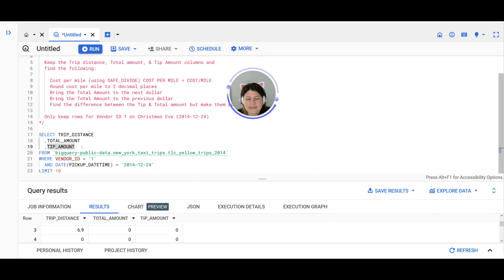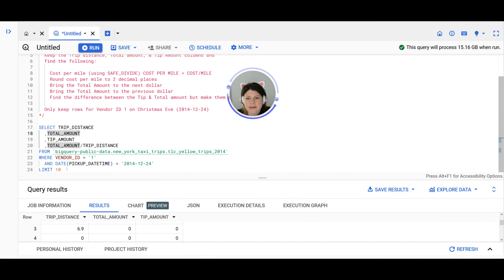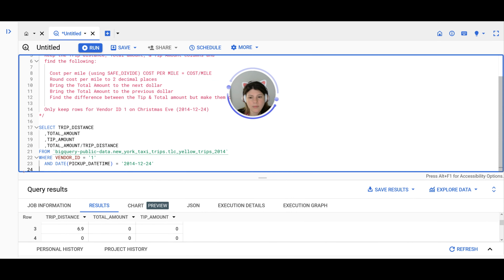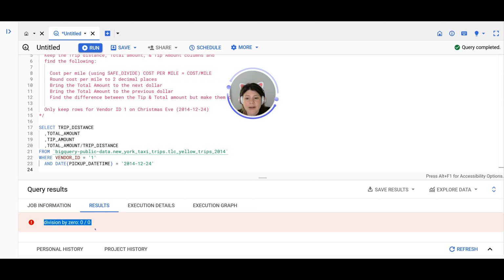So we have our columns, and if I say, let's take our cost, total amount, divide by mile, our trip distance, and let's take off our limit, and I run it. Let's see what happens. Bam, I get an error. That's because we have a division by 0. And so what happened is that even though there were so many values that could have been divided, BigQuery saw, oh, there's a 0 in here. I don't know what to do with it, and I'm just going to abort the whole thing.